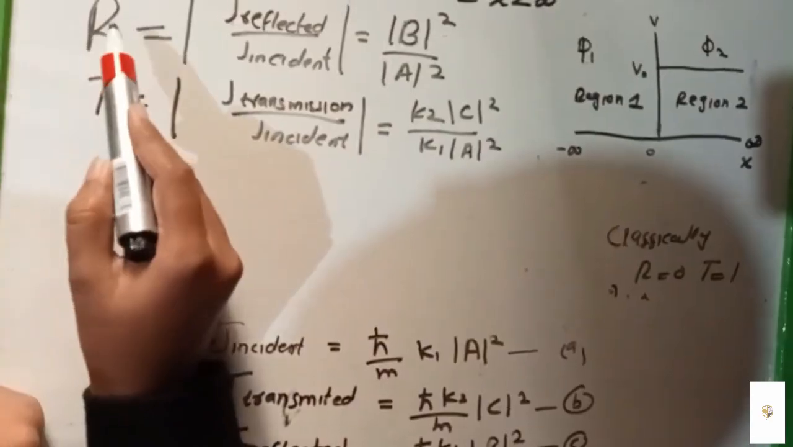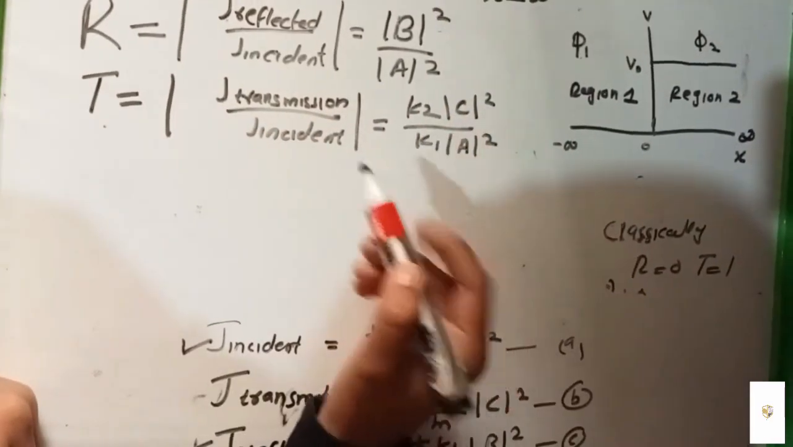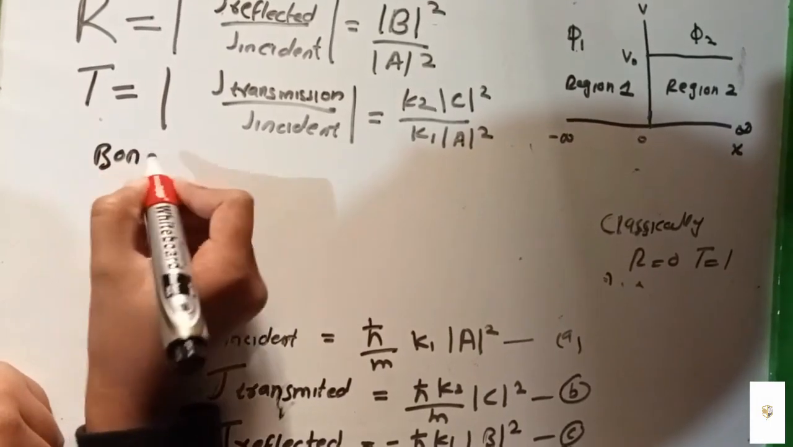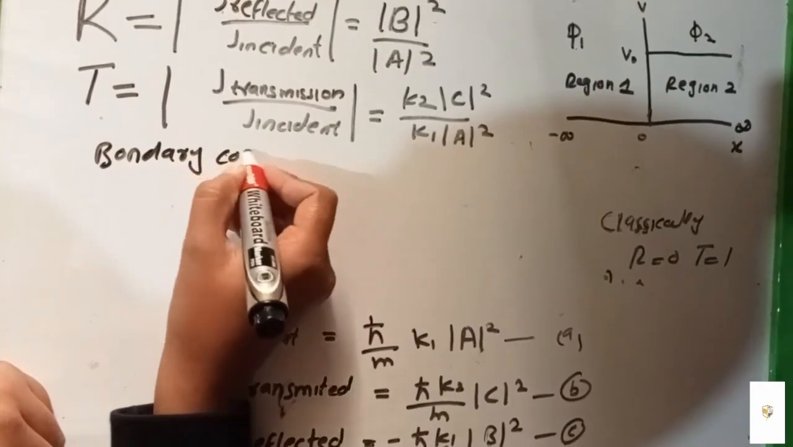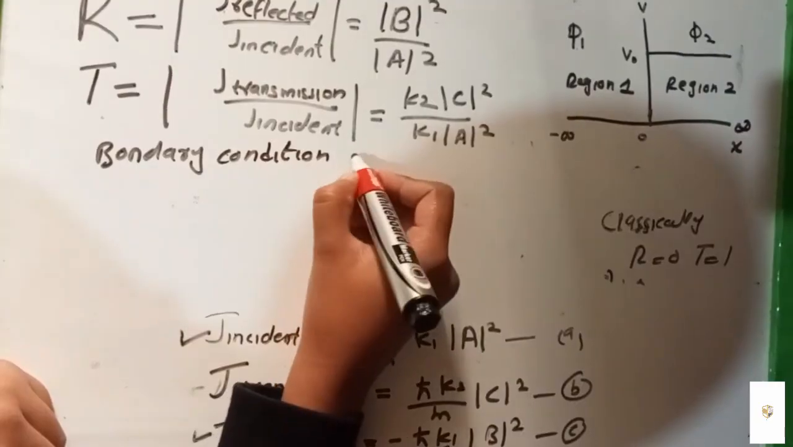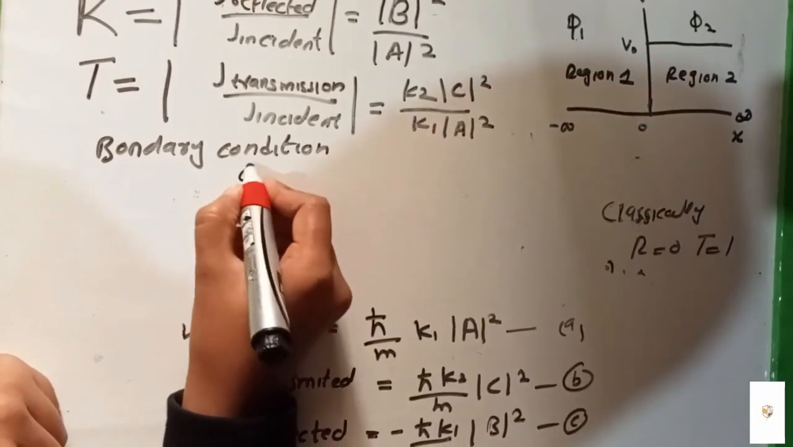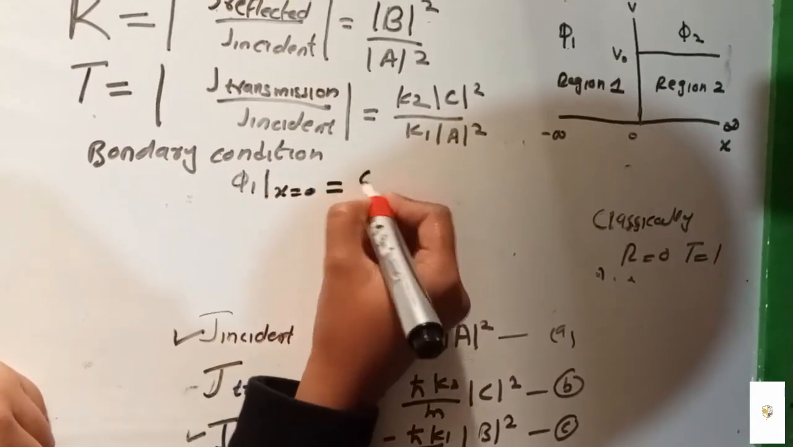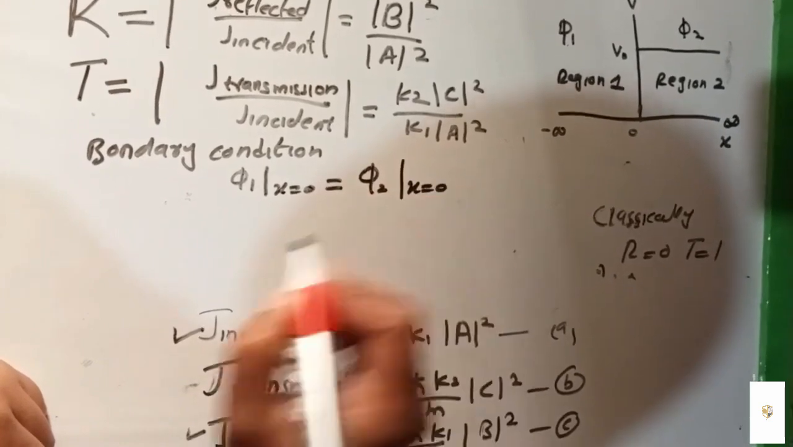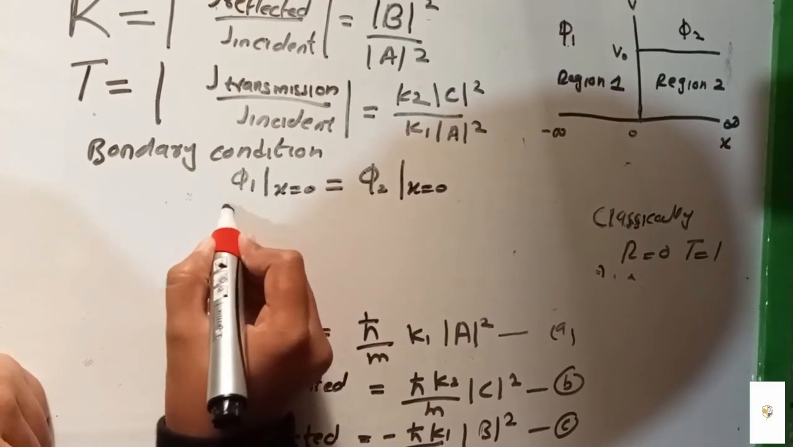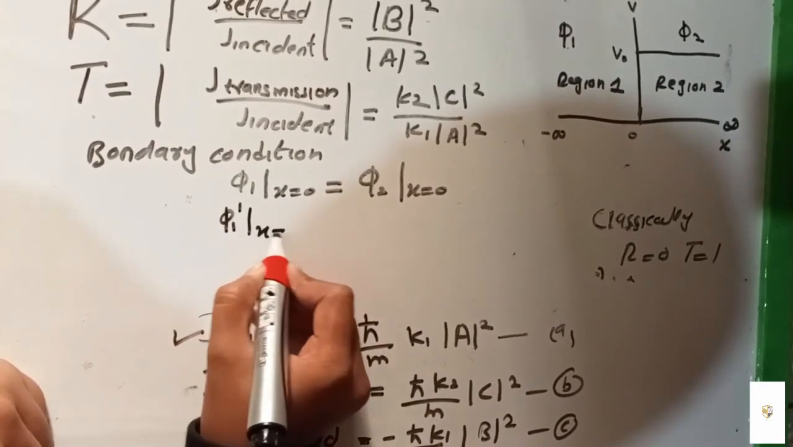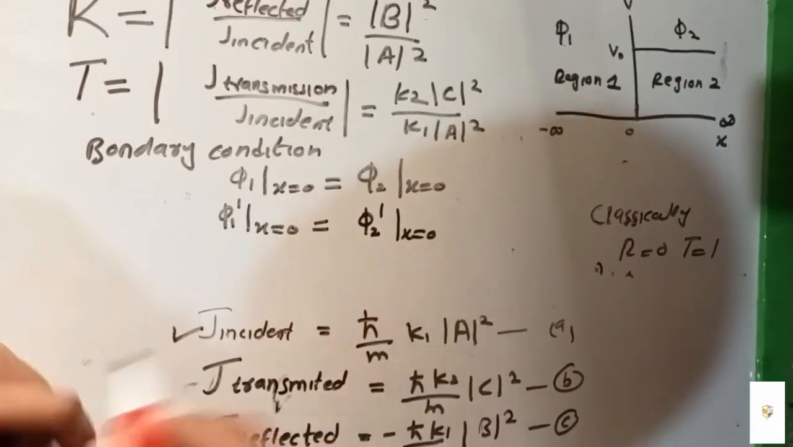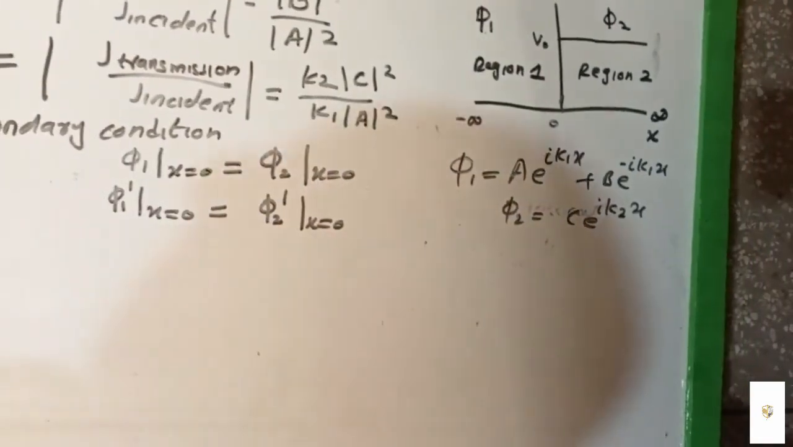To find these two values, reflection coefficient and transmission coefficient, we need to know the value of A, B and C. Now we will use boundary conditions, which is phi 1 at x is equal to 0 is equal to phi 2 at x is equal to 0, and second boundary condition is derivative of phi 1 at x is equal to 0 is equal to derivative of phi 2 at x is equal to 0.